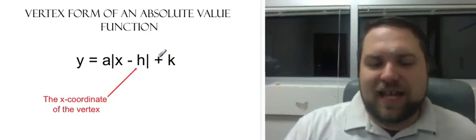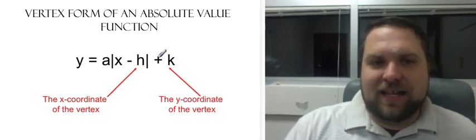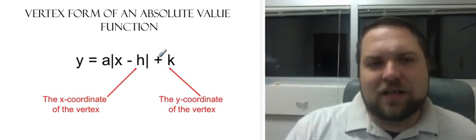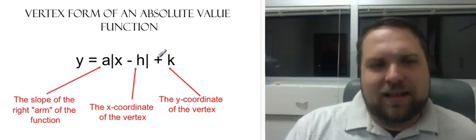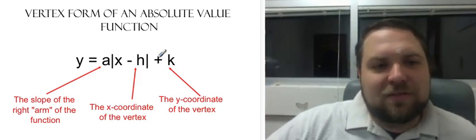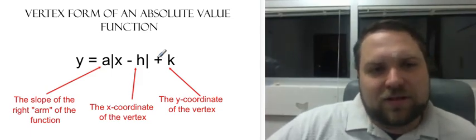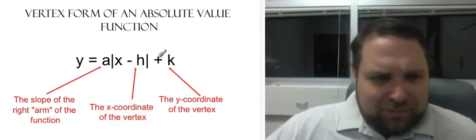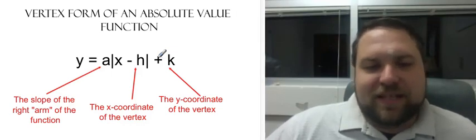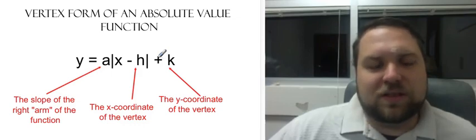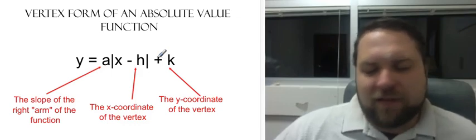We said that h is the x-coordinate of the vertex, and k is the y-coordinate of the vertex, but we've added something new on this one, a. And now this is the part where you can write this down. a is the slope of the right arm of the function. And so if we know the slope of the right arm, we also know the slope of the left arm of the function, because it's just going to be the same number but the opposite sign. So a just tells us what the slope is for that right arm of the function.